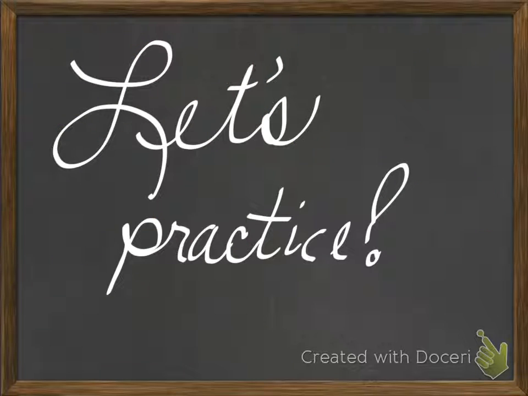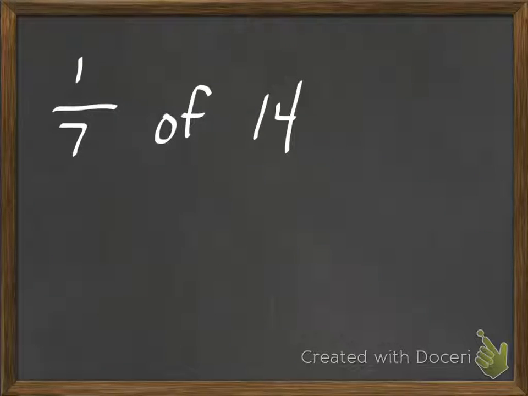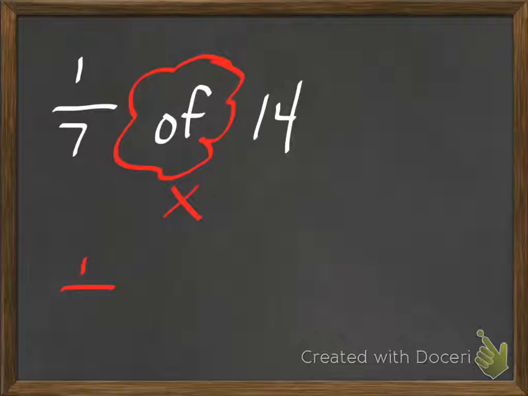Okay, so let's practice with a few. 1/7 of 14. Every time you see this word of, I want you to think multiply, because that's your clue word. 1/7 of 14. And remember, every whole number can go over 1.